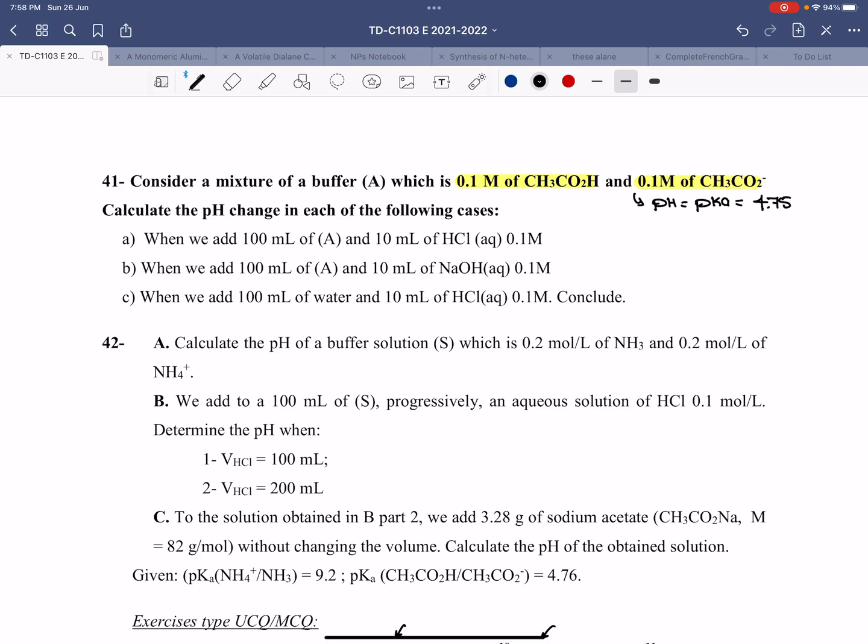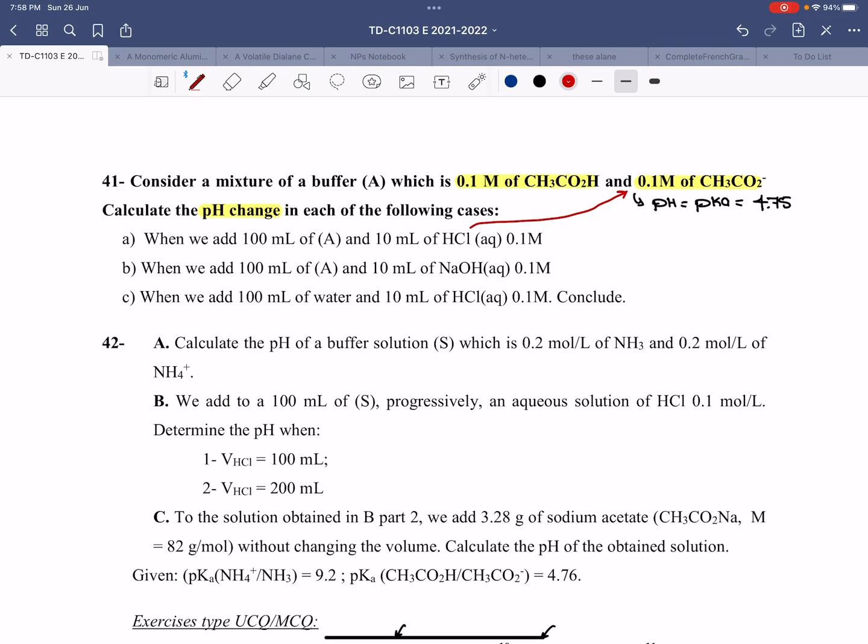Calculate the pH change. Pay attention, they want the pH change, not the pH. The pH change is basically final minus initial in each of the following cases. When we add 100 milliliters of A and 10 milliliters of HCl, that is 0.1 molar. Okay, good. So 100 milliliters of A is basically your buffer, which has a pH of 4.75. 10 milliliters of HCl will react with the base in the buffer.